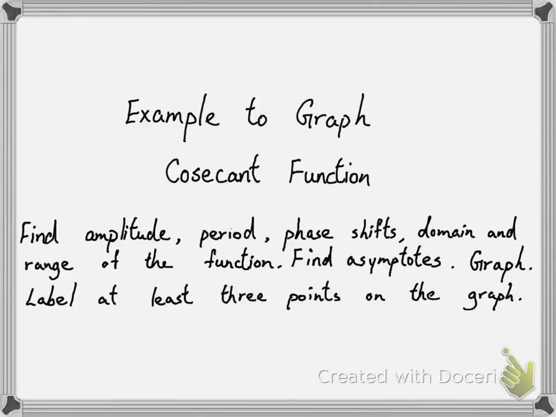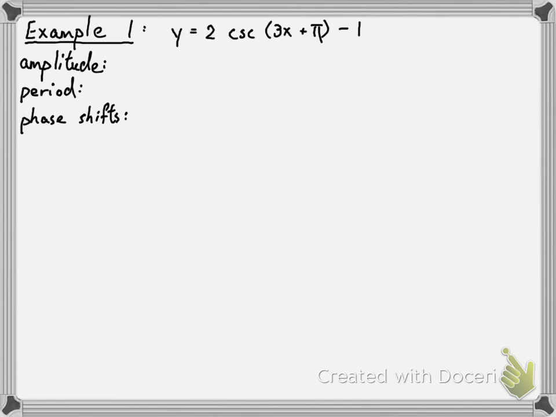Hello everyone, in this video we are going to look at the example to graph cosecant function. In the following example, we will find the amplitude, period, phase shifts, domain and range of the function, find asymptotes, graph, and label at least 3 points on the graph. Example number 1. y equals 2 cosecant of 3x plus pi, minus 1.